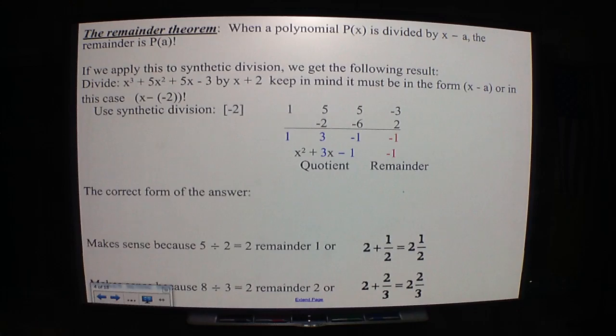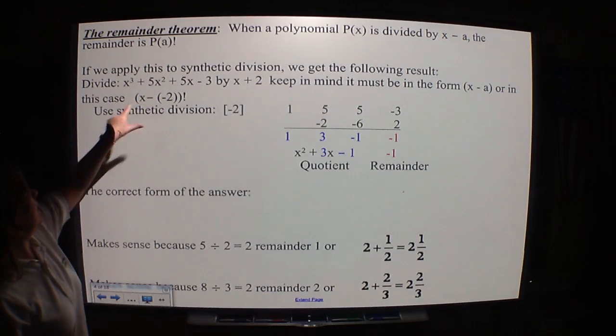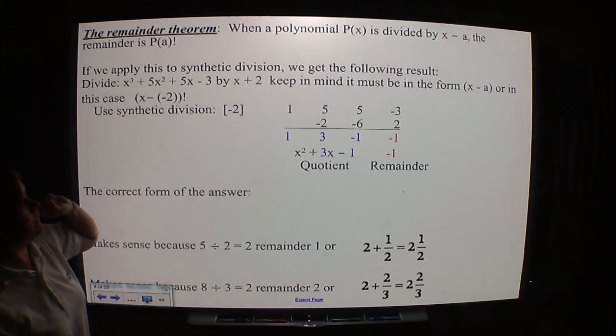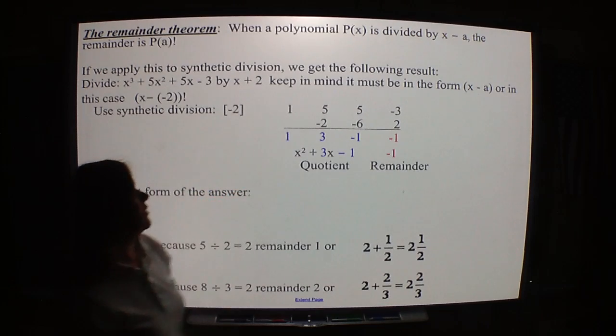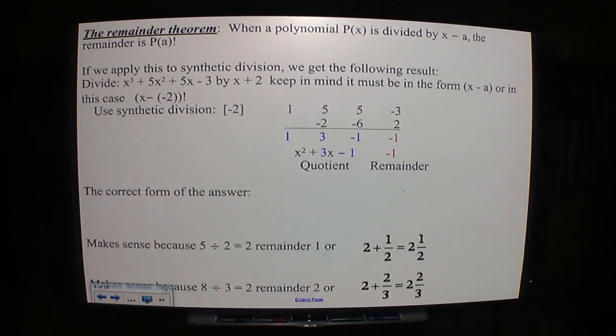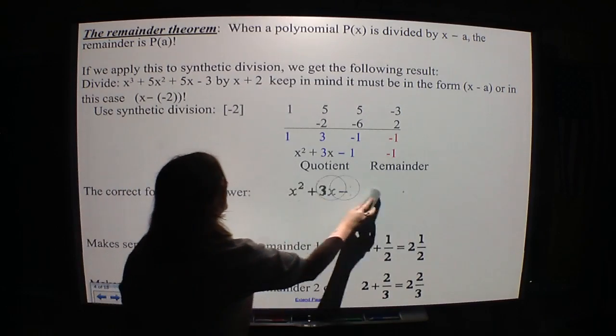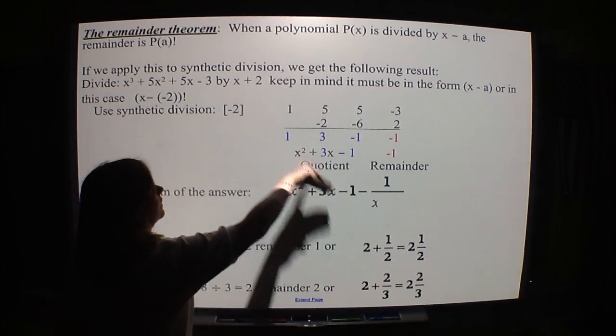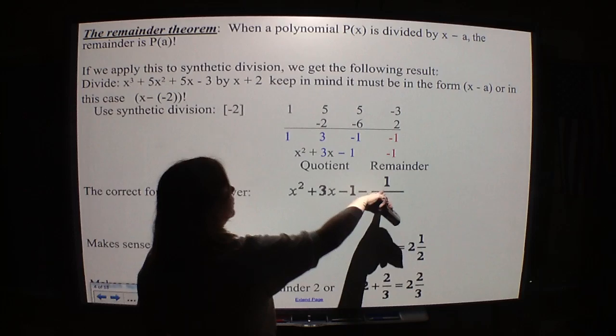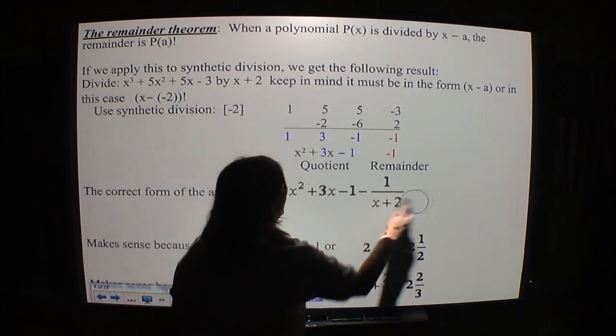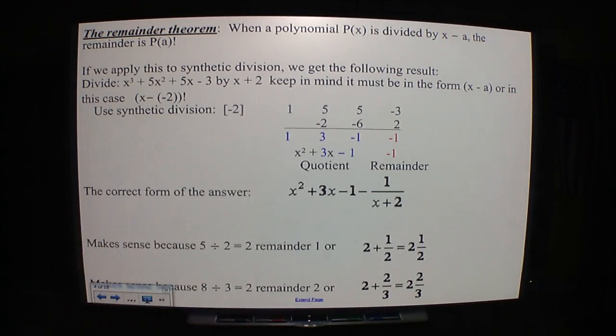So if I started with an x cubed and I divided with an x, it would be down to an x squared. So it's always 1 less. So the degree then would be 1 less. And if you wanted to write the form of the answer, you could also write it as, there's my answer, remainder is negative 1, so it's over my divisor.